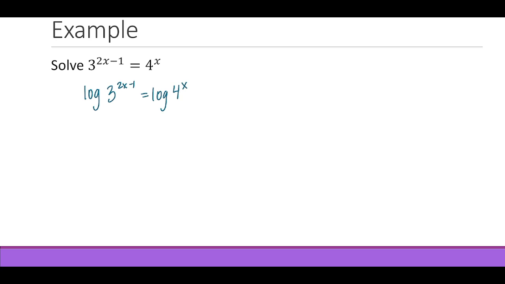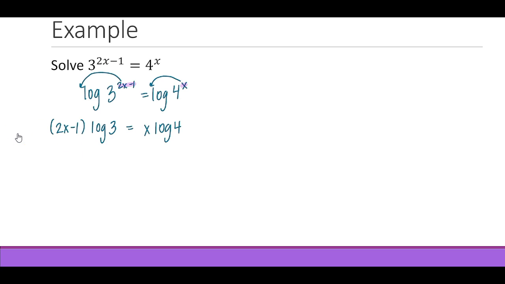And what this is going to allow me to do is bring those exponents to the front of the logarithm. So now I have 2x minus 1, notice I'm keeping it in parentheses, times log 3 equals x times log 4. Now here, I no longer have the x in the exponent, so that's great. But now I have these two x's that I have to combine together somehow.